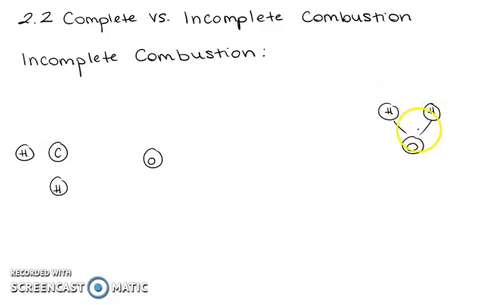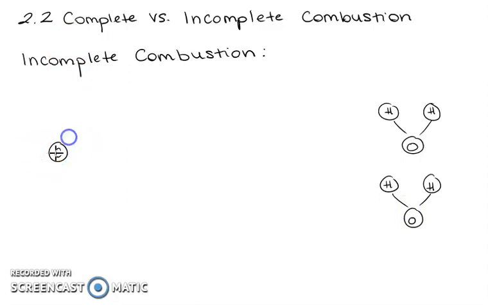And I still have one more oxygen and 2 hydrogens. I can make another water. But now all I have left is this carbon atom. So when there's even less oxygen than when we form carbon monoxide, we just form solid carbon. If you've ever burned anything, you've probably seen this. It's known as soot. It's this black powdery stuff we get on the wood or whatever we're burning. This is solid carbon.